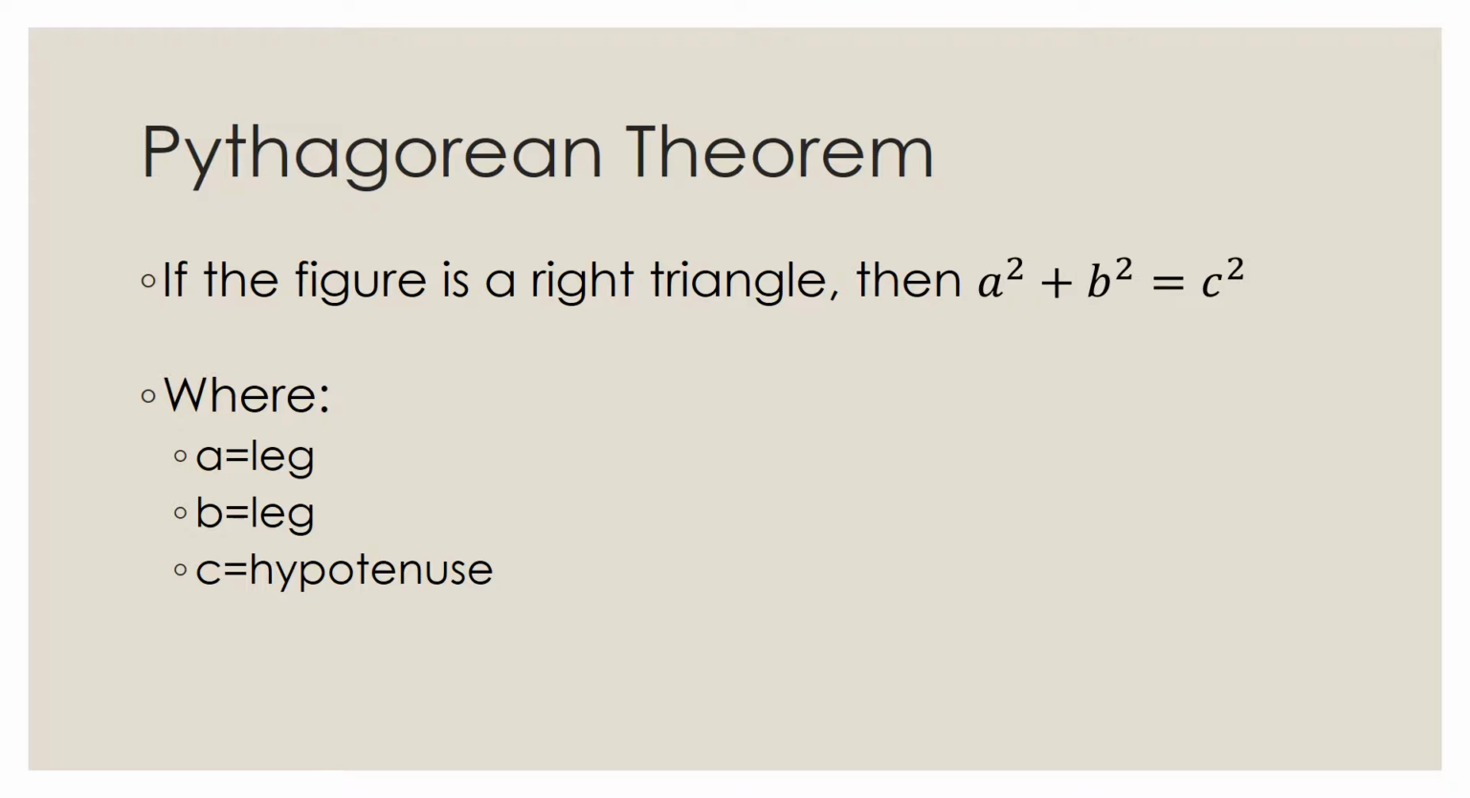C is always going to be our hypotenuse. And our hypotenuse is always going to be the longest side numerically, and it's always going to be the side that's across from the right angle.